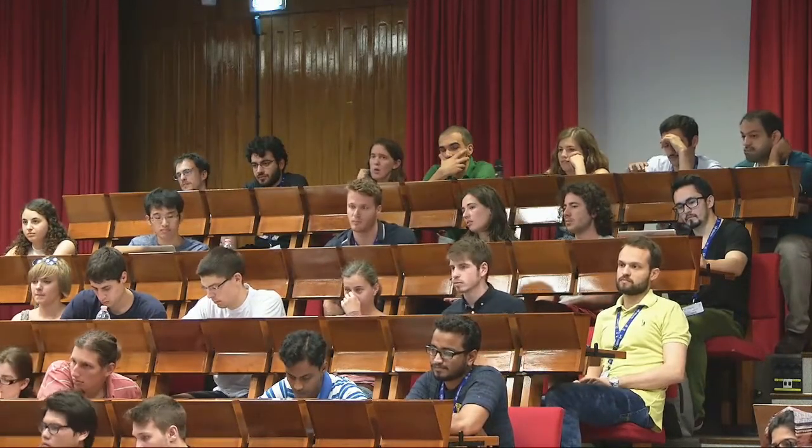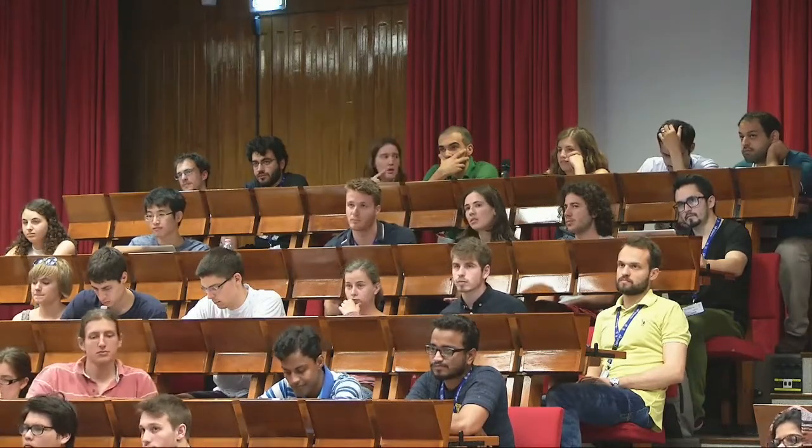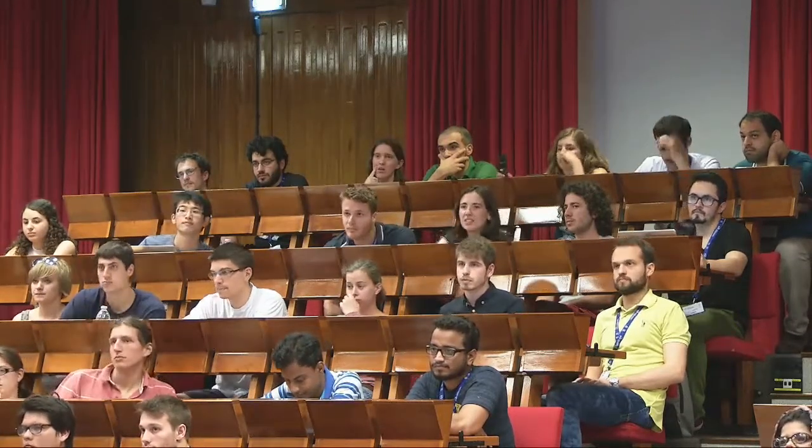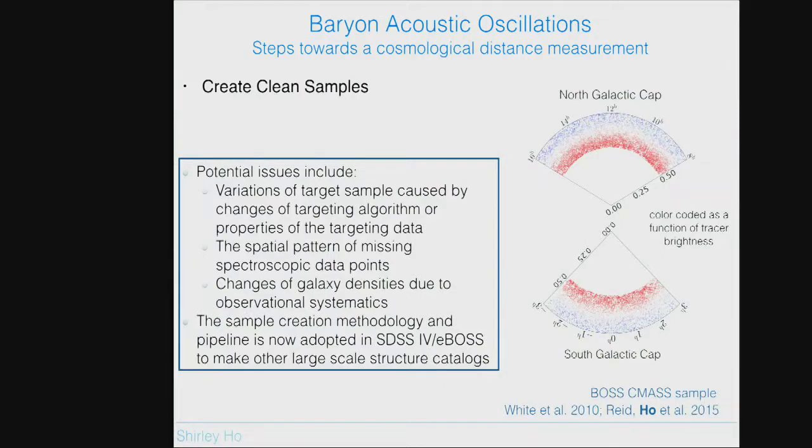That's really good. I'm just going to show you what I wrote down here. It's the variations of targeting sample caused by differences in targeting algorithm. That's something nobody actually mentioned. It's just human cost issues. The change of targeting data, which changes over time. The spatial pattern of missing spectroscopic data points.